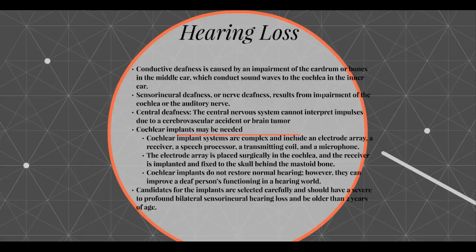Candidates for the implants are selected very carefully, and they should have a severe to profound bilateral sensorineural hearing loss and be older than 2 years of age, which means they have to be deaf in both ears, have to be older than 2, and it has to be sensorineural deafness or nerve deafness.